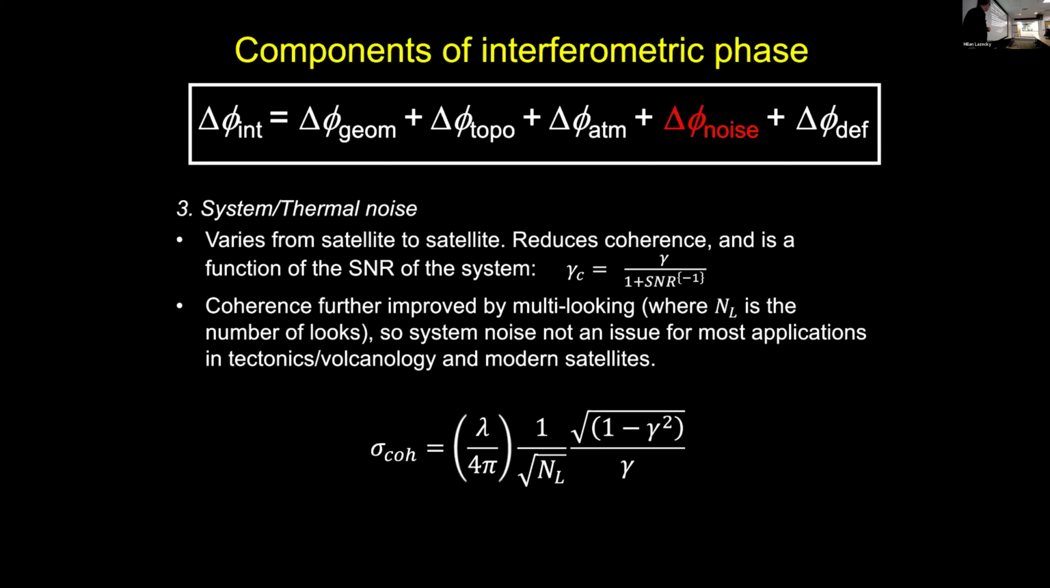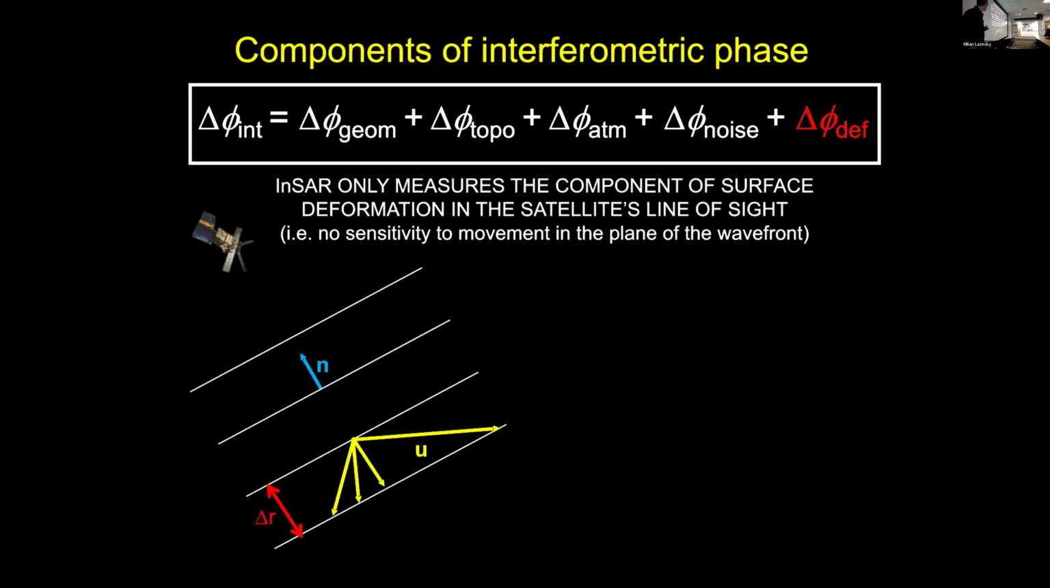There's also a thermal noise element. So this is something you can't do anything about. This depends on the signal to noise ratio of the satellite, how much power it has. You can improve the coherence by spatial averaging here, but essentially you can't do anything about this. You're stuck with this thermal noise. Sentinel-1 is a low noise system, so most of the noise is coming from things that are happening on the ground rather than the satellite.